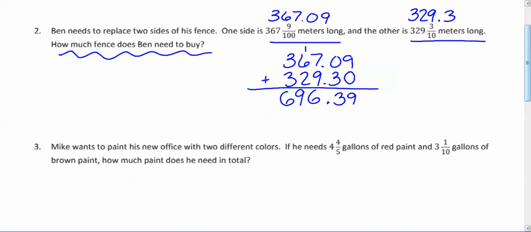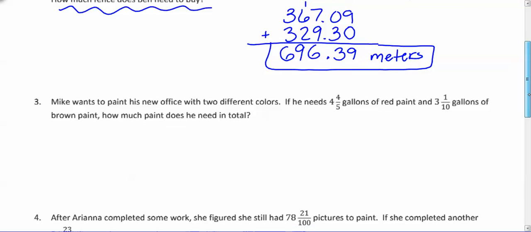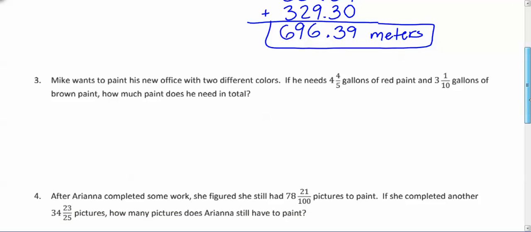What are we talking about? Fences. But what are we measuring the distance of the fence in? Very good. So we want meters as our unit. All right, so we have one more to go over in class, and then I want to show you what I expect on your homework, okay? So we have to kind of fly through this one.